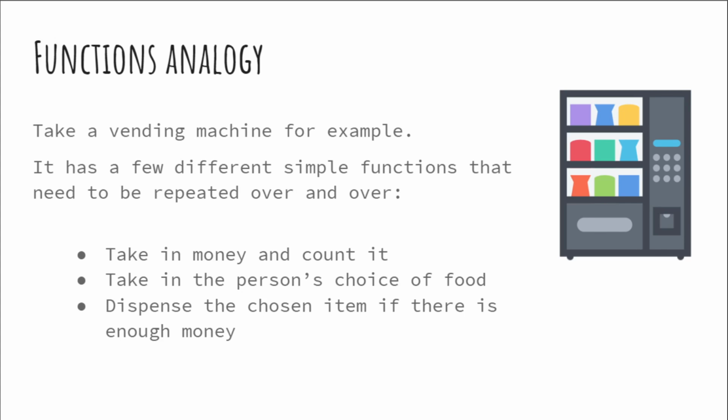An analogy for functions is something like a vending machine, where there's various different things that it does, but it takes in money and counts it, and then it takes in the person's choice of food, and then it dispenses whatever item they chose if they had enough money. You could define all of those as functions, so that way you would define the way that the vending machine works as take money, take choice, dispense. Right? That would be how you would write it, but each of those is a lot of complicated steps, so you can package all of those together into conceptually simpler blocks.